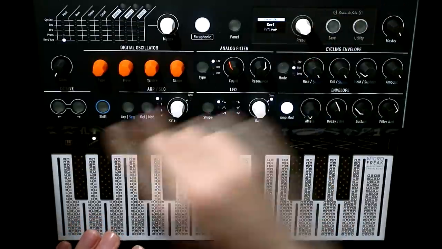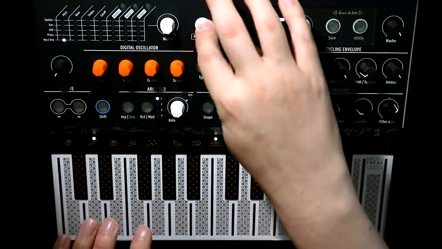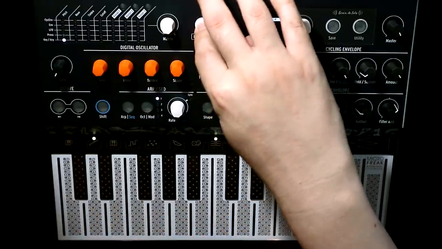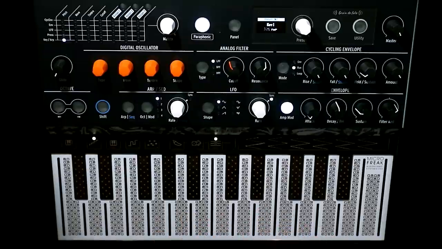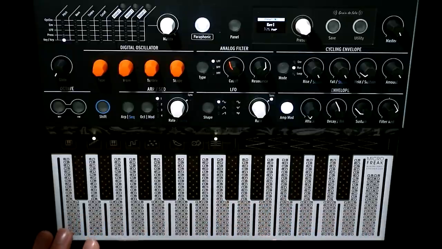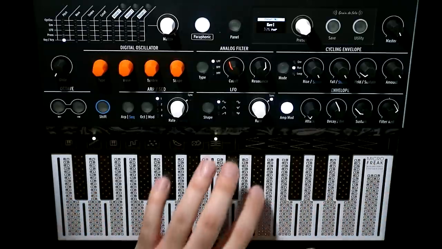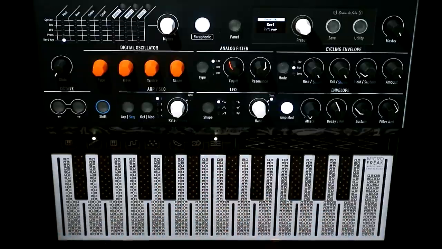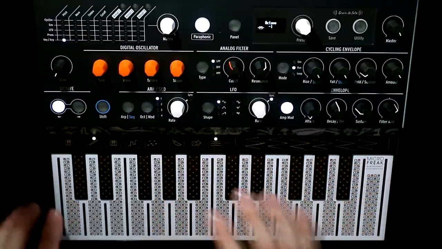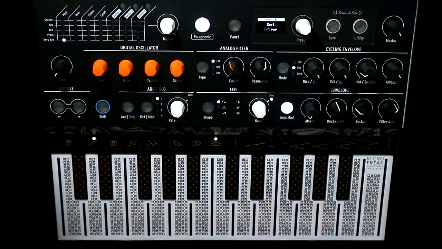The other thing that is really quite exciting sometimes is to make use of the chord function. So if we hold down... That's quite nice. Yes.